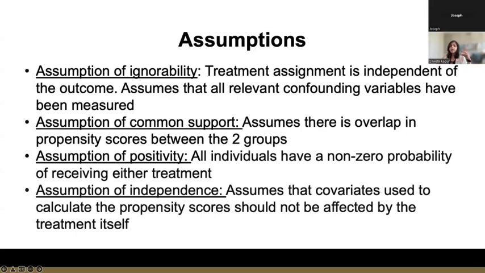So you cannot include sex as a covariate in your model when you're calculating the propensity score. With these assumptions in mind, you have to be very careful about the covariates that you use in your model when you calculate the propensity scores. Lastly, we have the assumption of independence, which assumes that covariates used to calculate propensity scores should not be affected by the treatment itself.